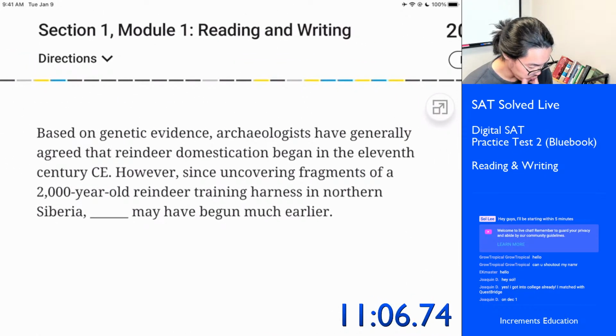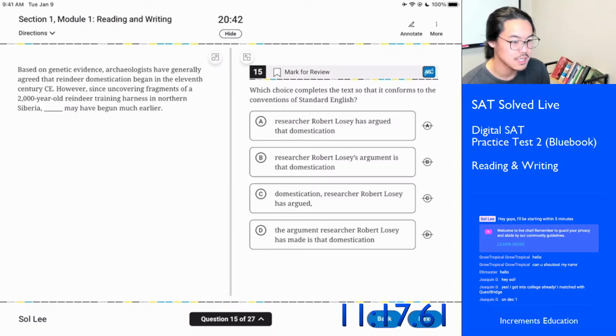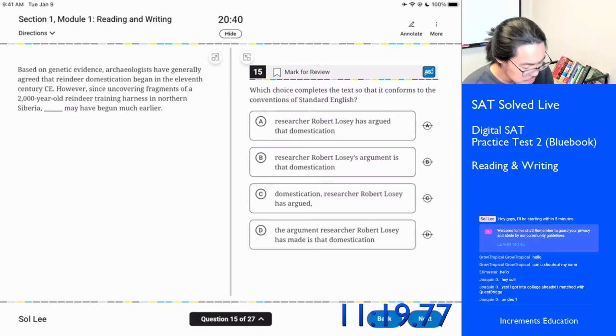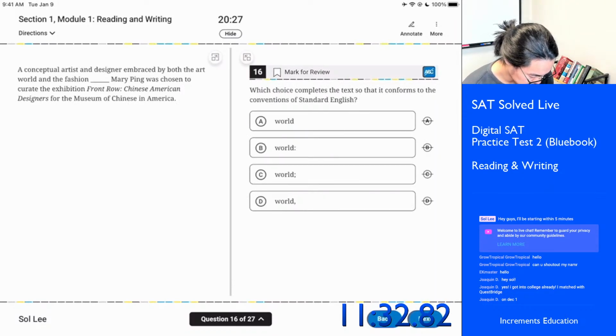Based on genetic evidence, they've generally agreed that reindeer domestication began in the 11th century. However, where's grammar? For grammar, I'm not going to zoom in. Let me mess around with this. Since uncovering fragments of a 2,000 year old... Oh, this is researcher. This is a dangling modifier. Okay. Right? Okay. I don't know why my brain's not turning on right now.